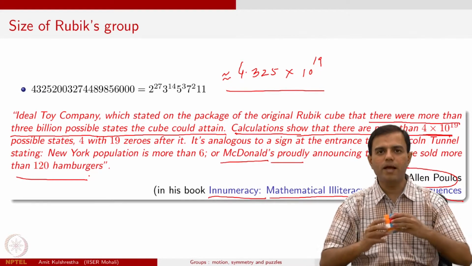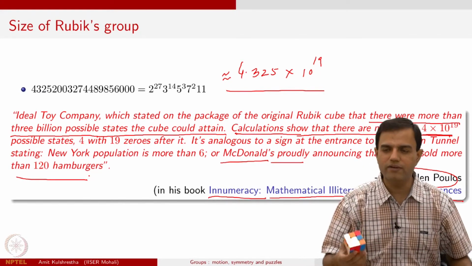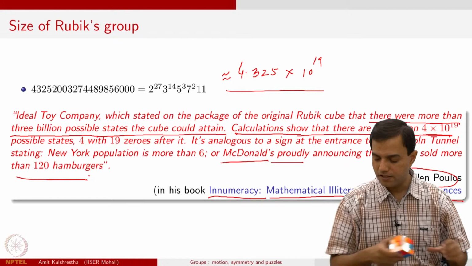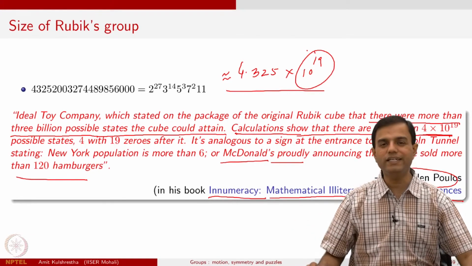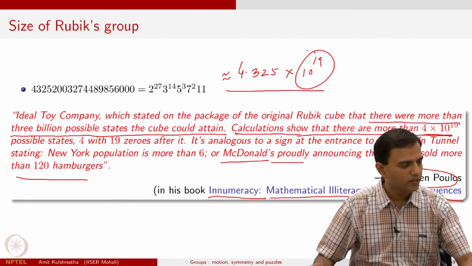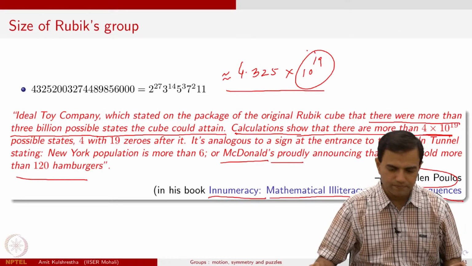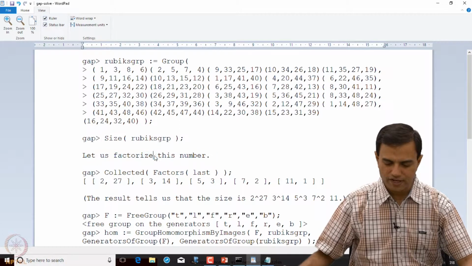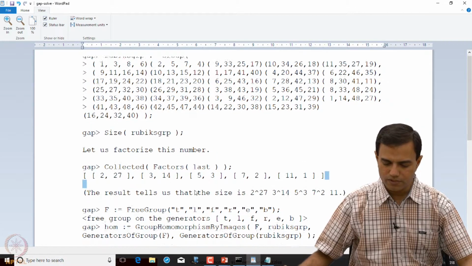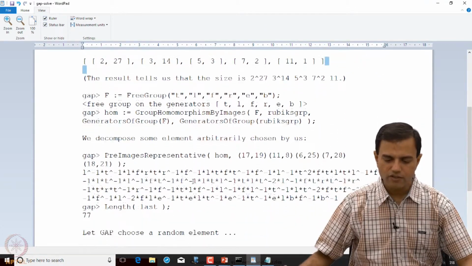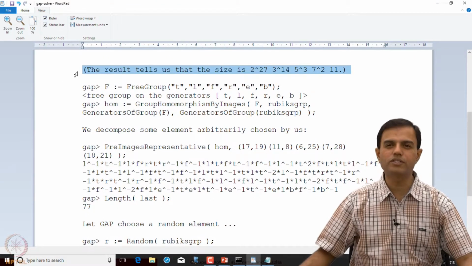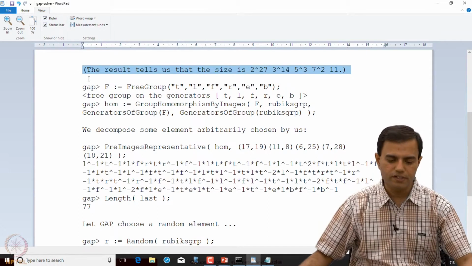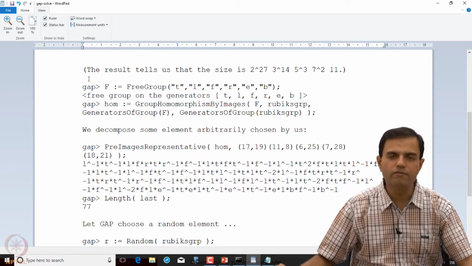Anyway, let's come back to our GAP program by realizing that there are of the order of 10 to the 19 different states that a Rubik's Cube could attain. So we have already factorized this huge number. This is the size, and now comes a crucial thing. We have realized that there are 6 generators of it. So how do I actually solve it?